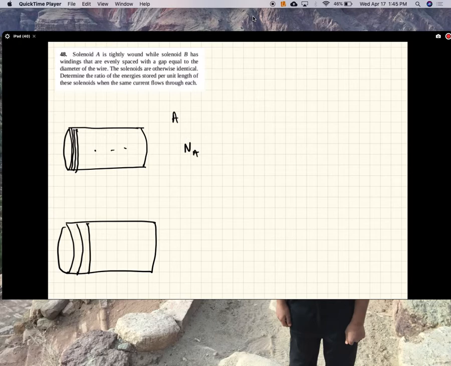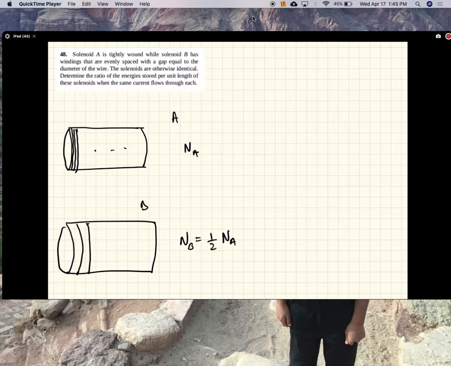So NA is the number of turns in this coil. What would NB be? 1/2 of NA. Right? Every other turn is missing, so you have 1/2 the number of turns.